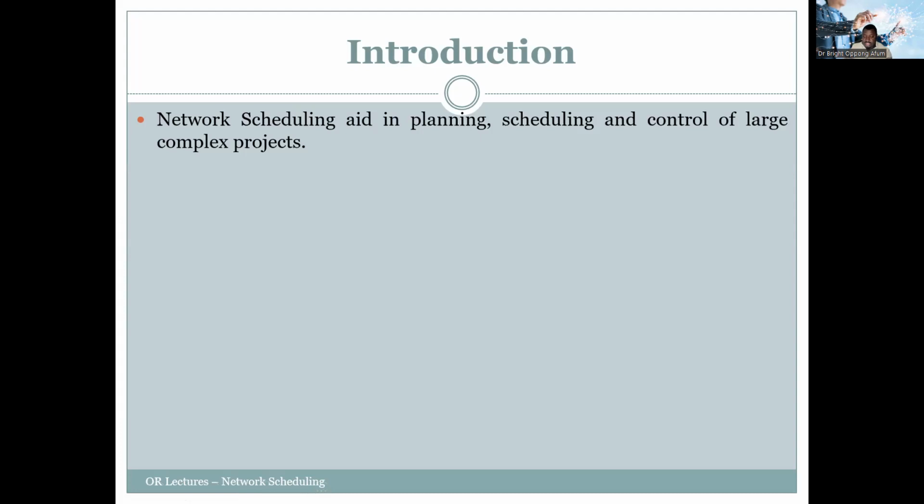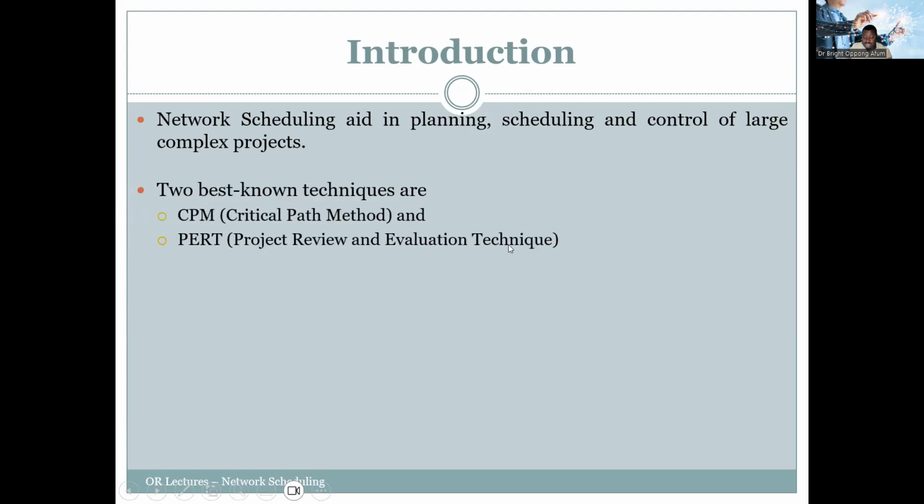Network scheduling actually helps in planning very large complex projects, right? And also scheduling and controlling, having management control on very large complex projects. Typical projects will be installation of a refinery, oil refinery or gold processing plants. So you see that it's a very big and complex project, and therefore it needs a strategic, systematic way of completing it. Usually two best known techniques are available.